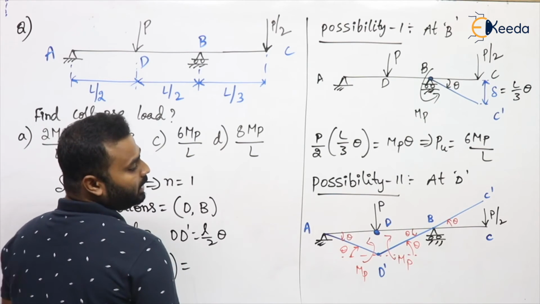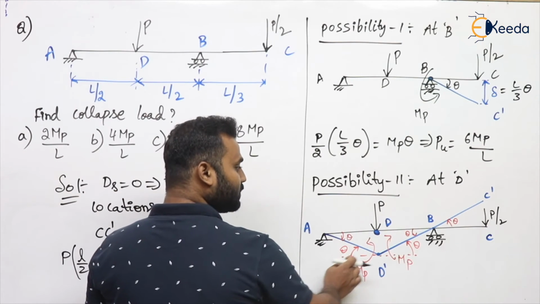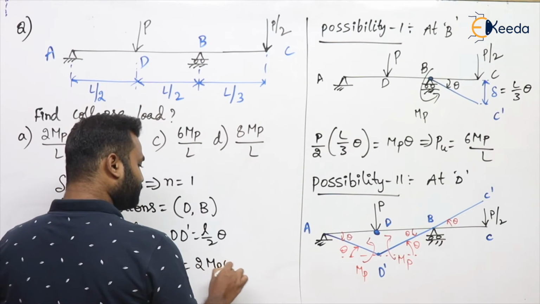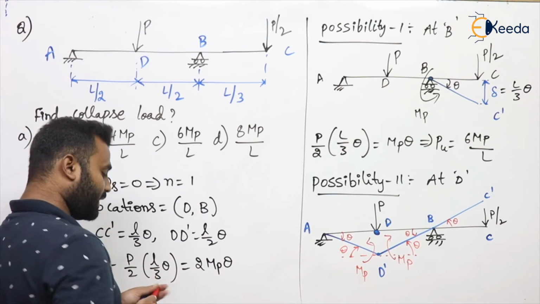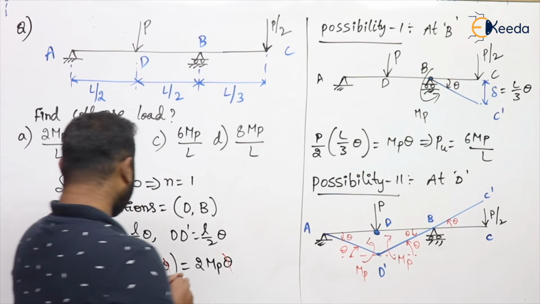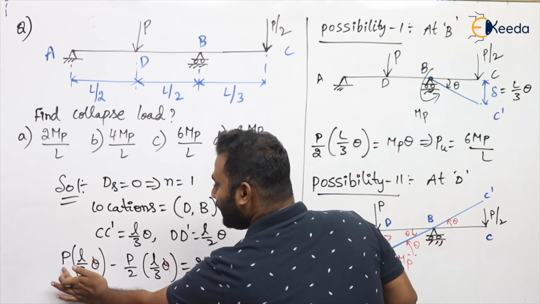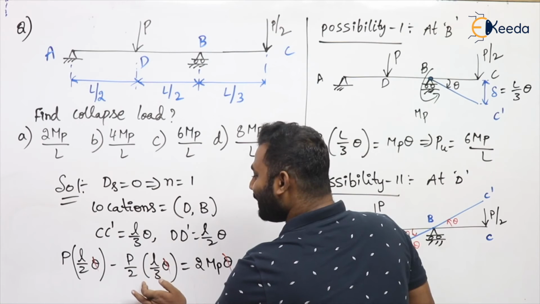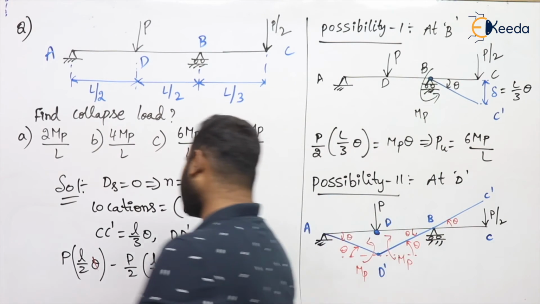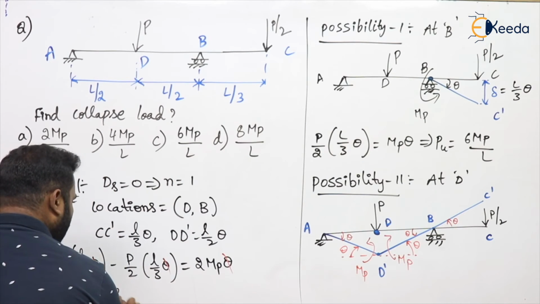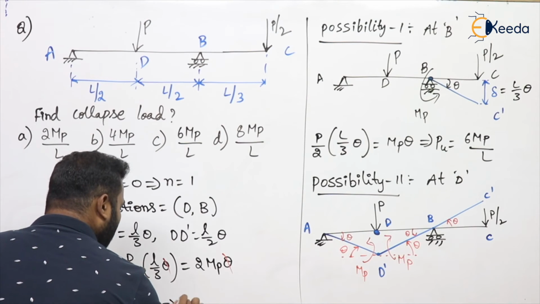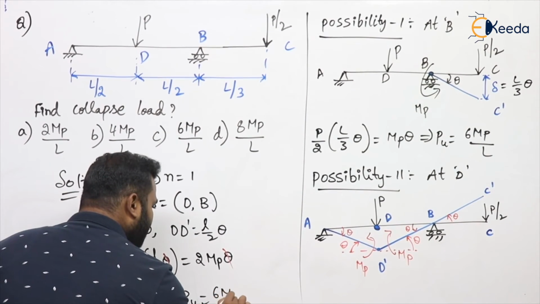Now coming to the internal work, this MP tries to make this theta 0 and this MP tries to make this theta 0. So that is 2 MP theta. Now we can cancel theta and theta here. So now coming to PL by 2 minus PL by 6, upon subtracting, we will get PL by 3 is equal to 2 MP. So finally, the collapse load in this case is 6 MP by L.